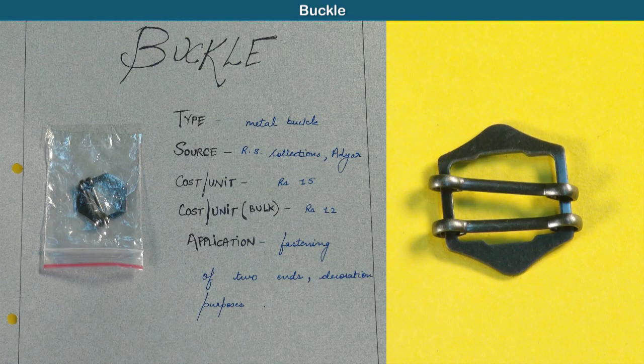This is the buckle. This is called metal buckle. And this buckle, this fastener, has two ends. And we can use this buckle for decorative purposes.